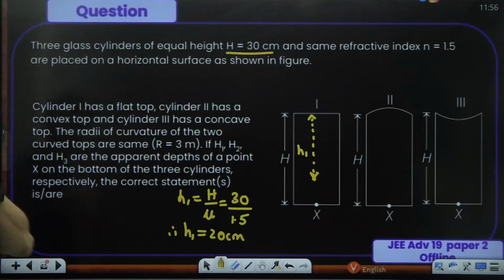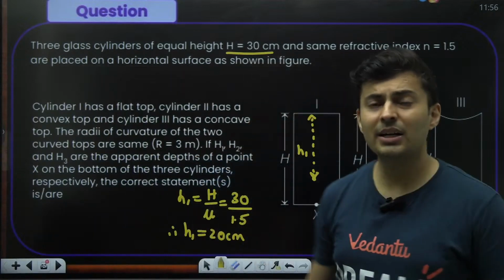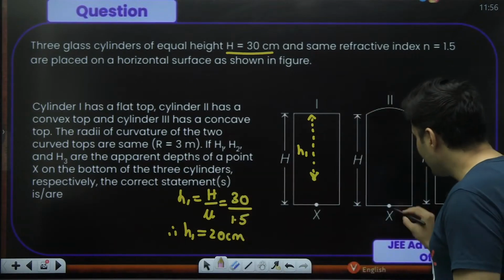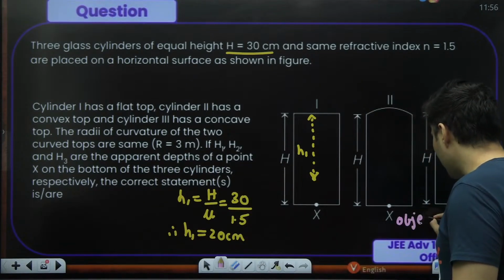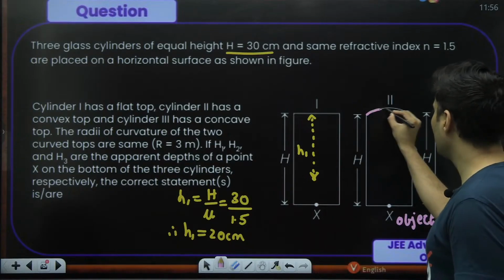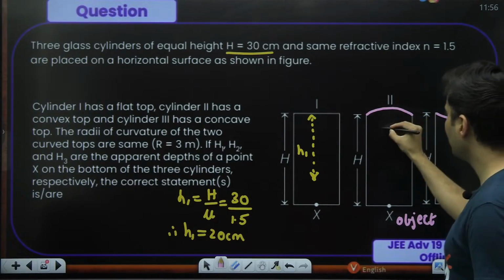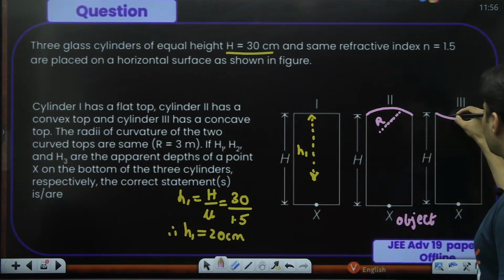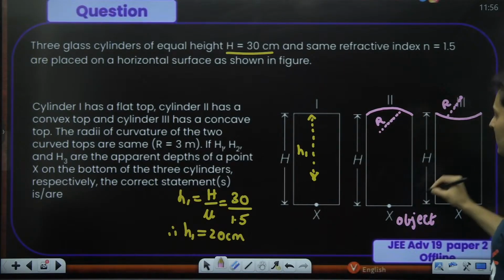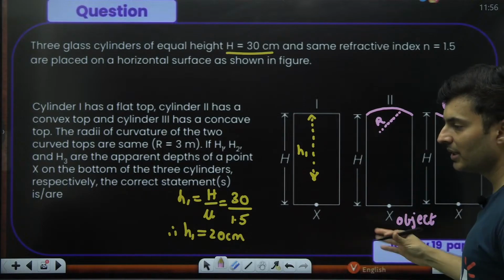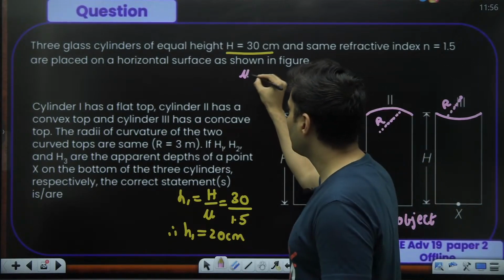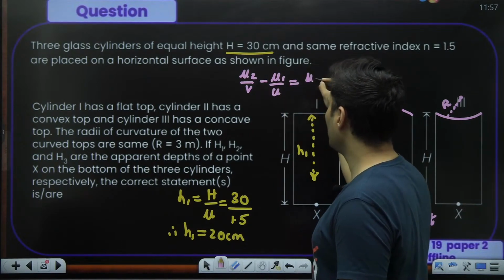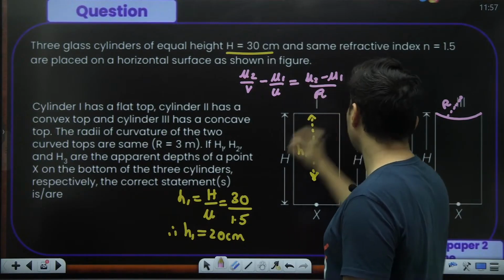Now for the second part and the third part, use the curved surface refraction formula. That's all that you have to use. Treat this X like an object. This is your curved surface. This is also your curved surface that will have some radius of curvature, which is basically 3 meters. Find where the image will be formed in either of the cases. Which formula will you use? Mu2 by V minus mu1 by U is equal to mu2 minus mu1 divided by R.